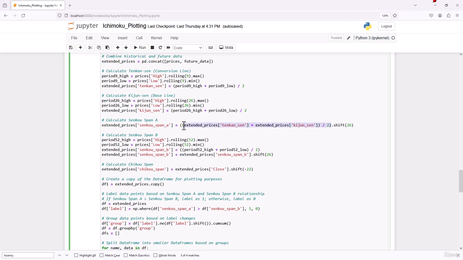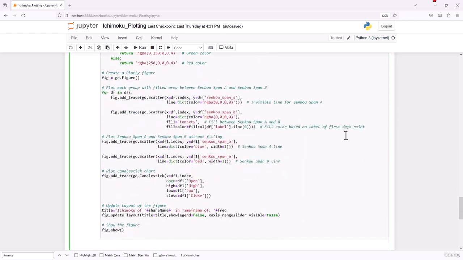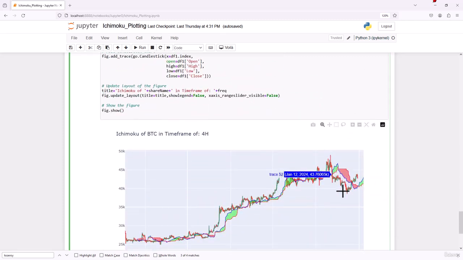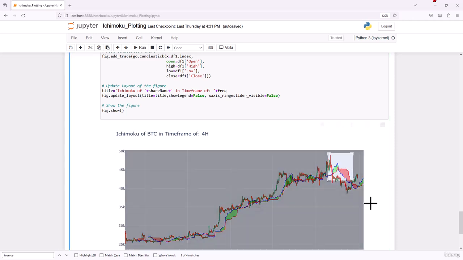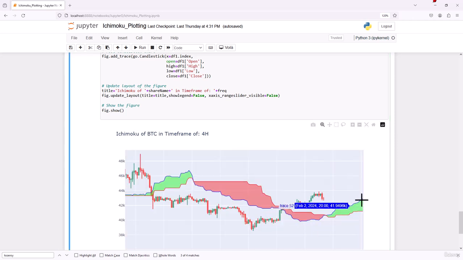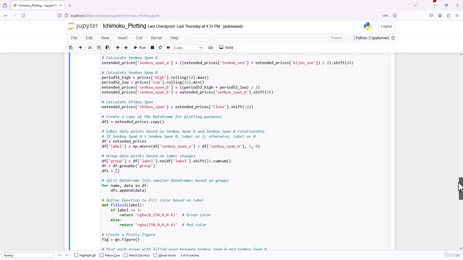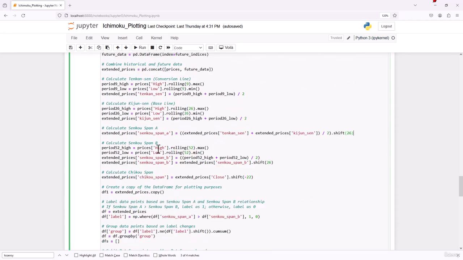Note that the Tenkan-sen and Kijun-sen lines are calculated above for each candle. Now, using the shift 26, the calculated average for each candle is considered for the candle that is 26 candles ahead. This is why in Ichimoku charts we have a forward-looking perspective. Let's zoom out again. Yes, as you can see, we still have charts for 26 candles after the last time. This is exactly the function of the shift 26 command, which leads to the forward-looking aspect of the Ichimoku indicator.